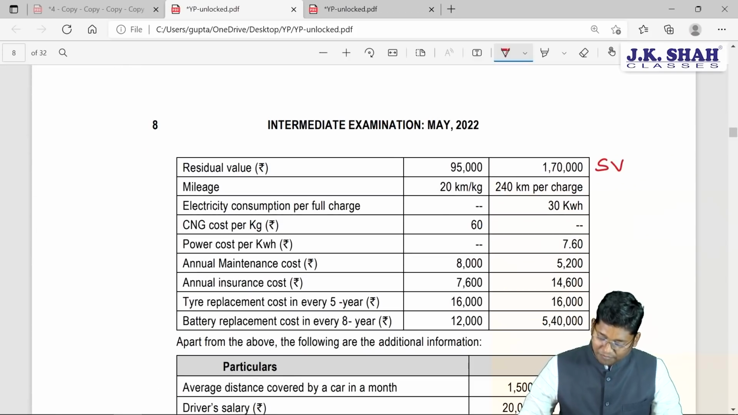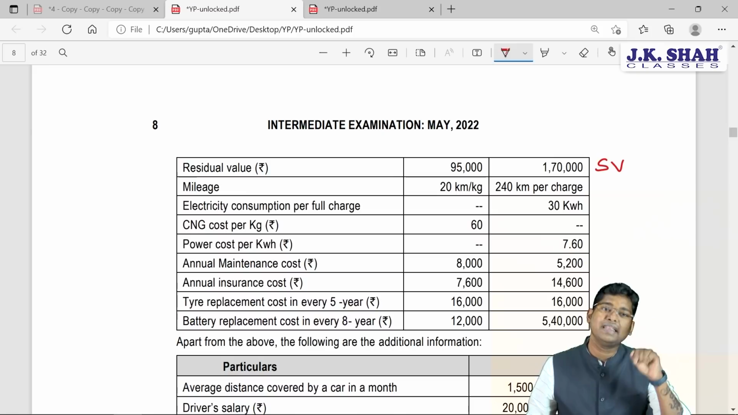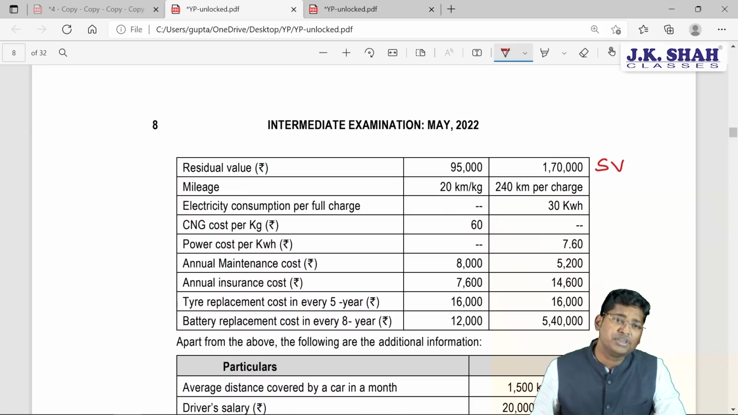Residual value is the scrap value, which is to be computed from the cost while calculating depreciation. Each car's mileage is also available. It's 20 km per kilogram of your CNG, and it's 240 km per charge. Electricity consumption per full charge is given as 30 kWh.